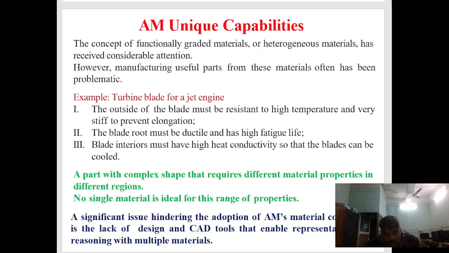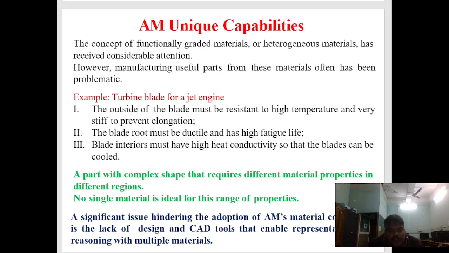Additive manufacturing unique capability: the concept of functionally graded material or heterogeneous material has received considerable attention. However, manufacturing useful parts from this material has often been problematic. Example, a turbine blade for a jet engine. The outside of the blade must be resistant to high temperature and very stiff to prevent elongation. The blade root must be ductile and have high fatigue life. The blade interior must have high heat conductivity so that the blade can be cooled.